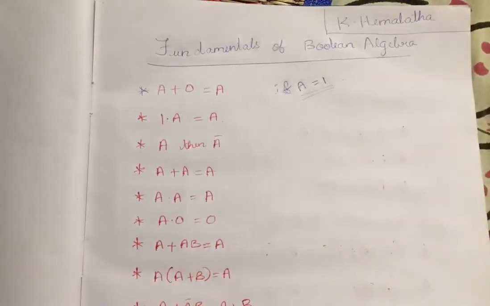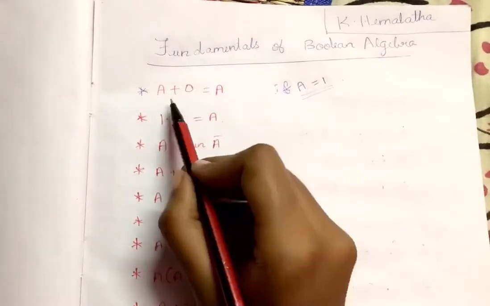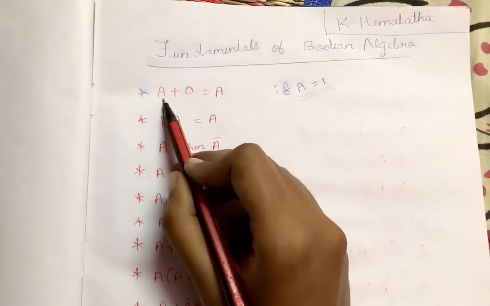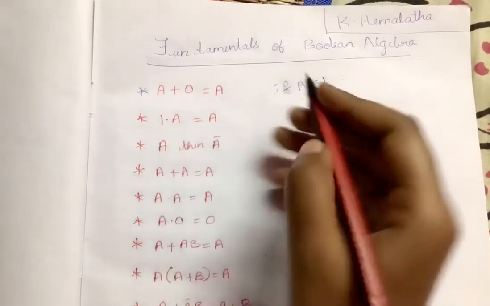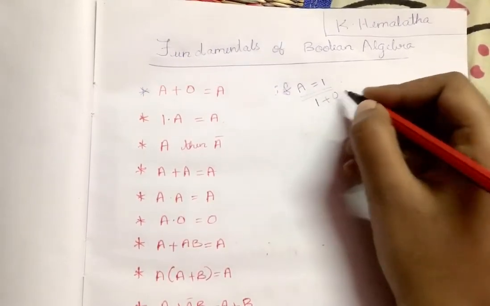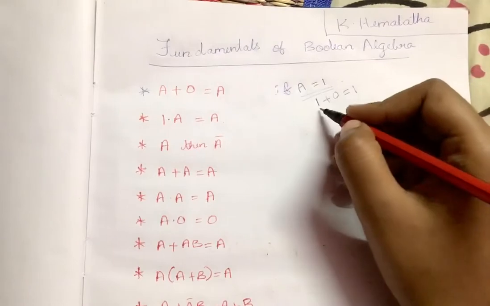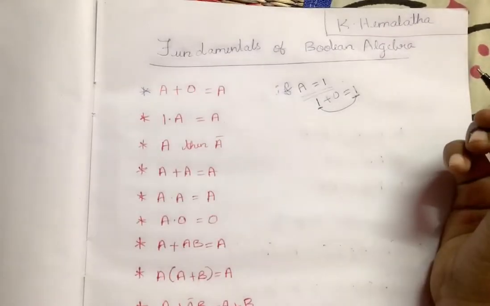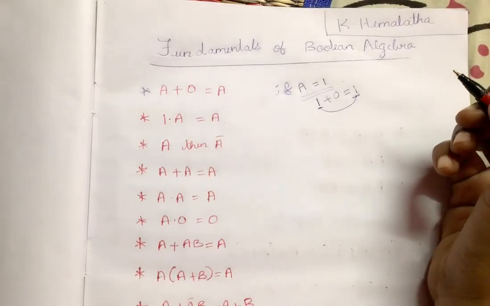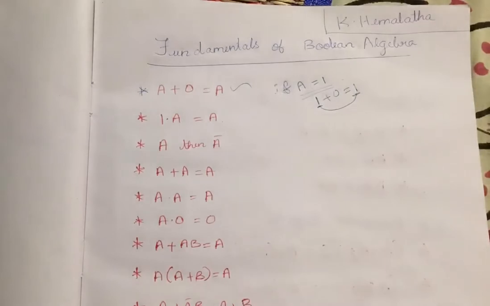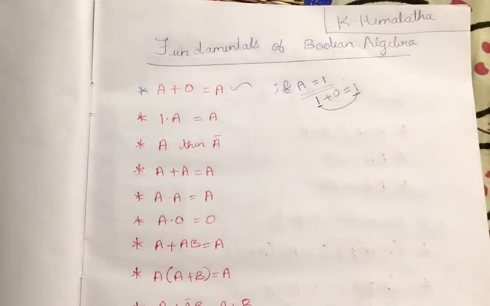Now I am considering the value of a as 1, and I substitute it in this formula. At the place of a I give 1. So 1 plus 0 is equal to 1. Whatever value a has is the value reflected at the output, so we say this operation follows this property. This is the first equation in the fundamentals of Boolean algebra.